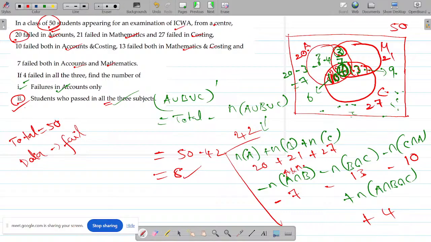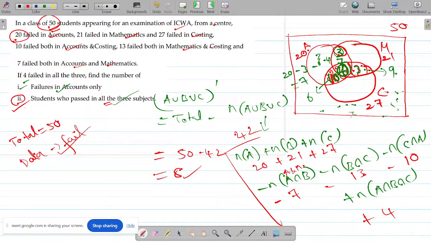This is also repeated. The only thing you have to make a note of here is that the data talks about failures and failed students, but the question is about passed students, which means they are talking about the complement. Sometimes the data may be given with respect to passed students and you may be asked with respect to failed students. So the material that I have shared is over.